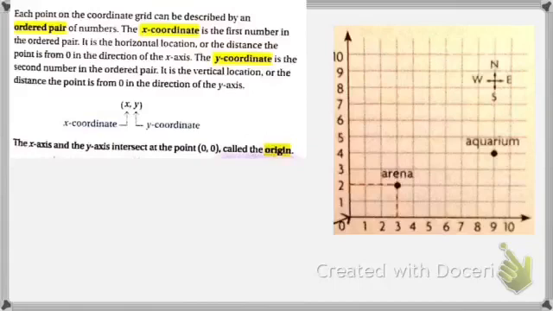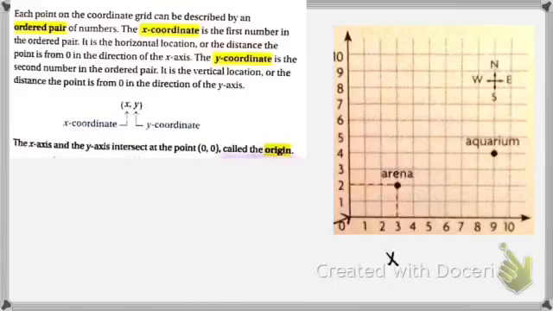My next piece of important information to be able to answer the questions and correctly put these ordered pairs on a grid is that each point on a coordinate grid can be described by an ordered pair of numbers. The x-coordinate is the first number in the ordered pair. It's a horizontal location, or the distance the point is from 0 in the direction of the x-axis.